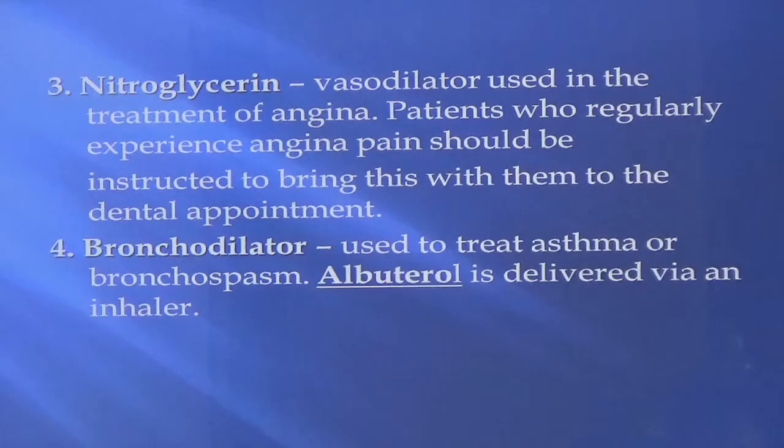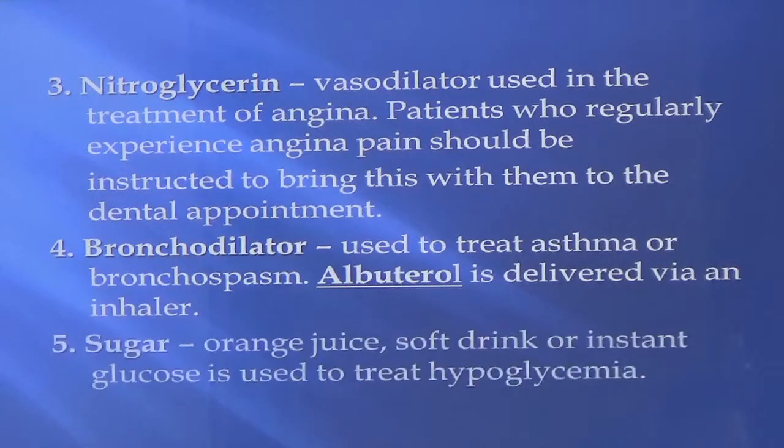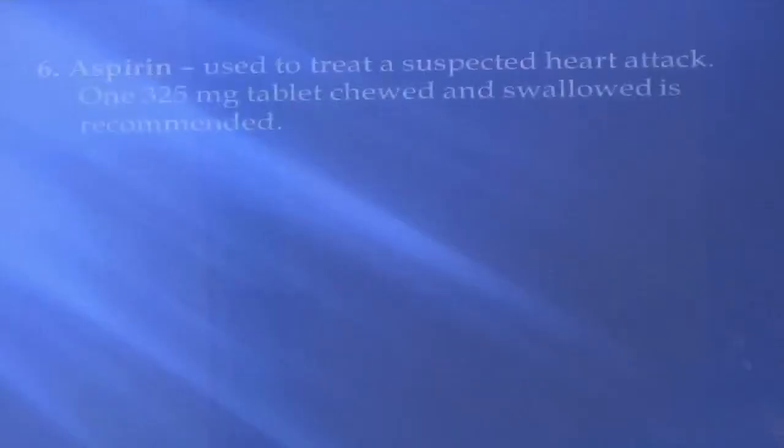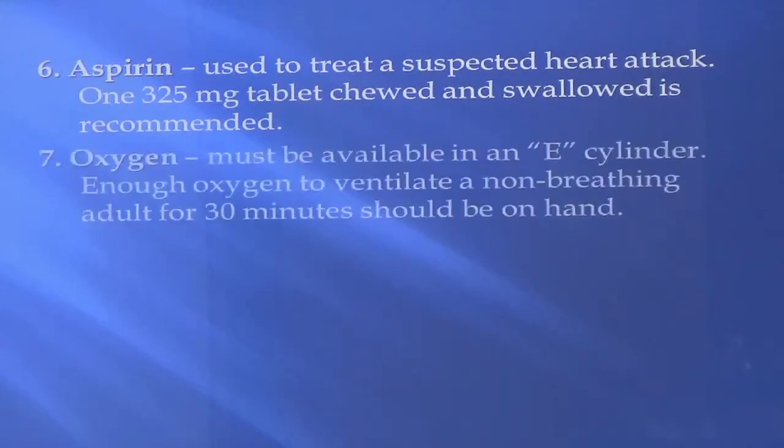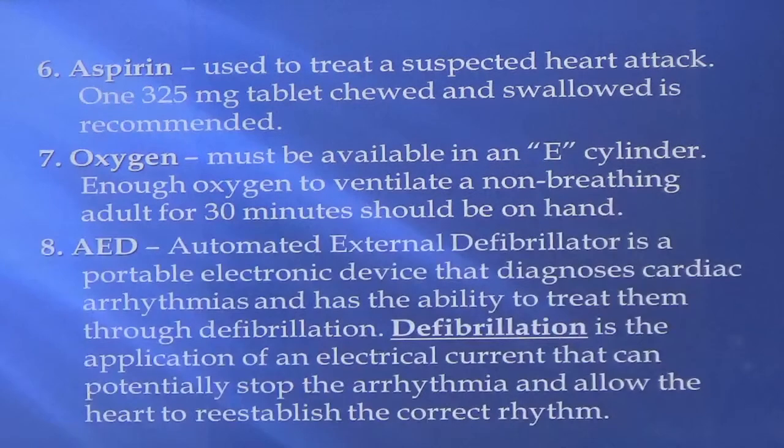Bronchodilator basically is for asthma, albuterol. Sugar, whether it be cake icing or orange juice or something like that, you should have. And aspirin. Okay, sometimes with a patient that begins to have a heart attack, they say that they should chew a tablet of aspirin. Not swallow it, you have to chew it and then swallow it. Oxygen, you should have oxygen available. And then an automatic defibrillator, which you guys covered earlier.